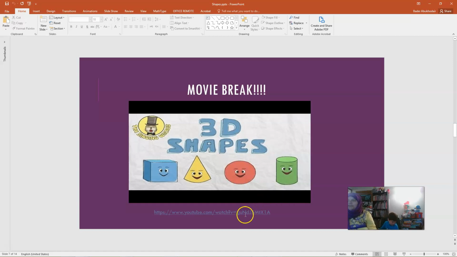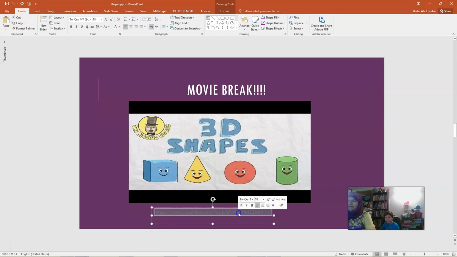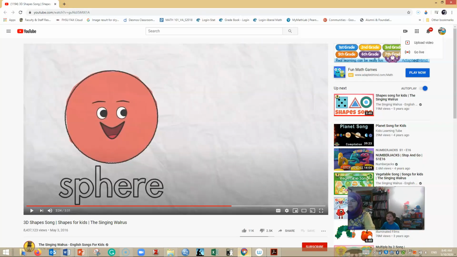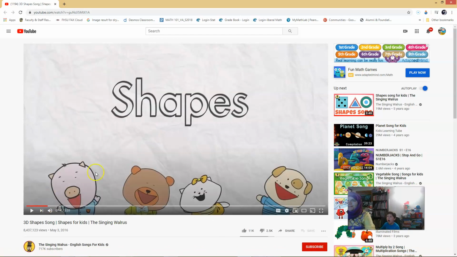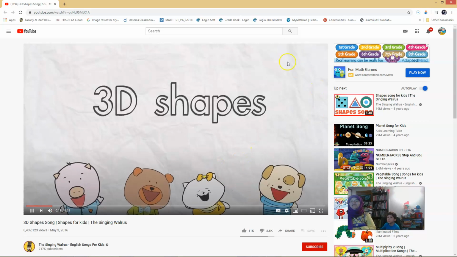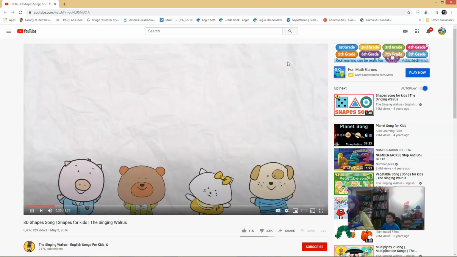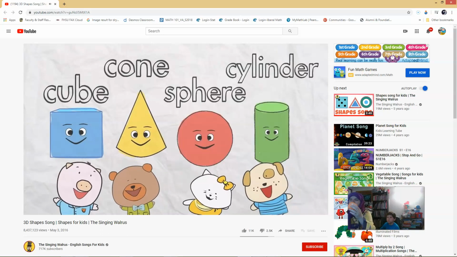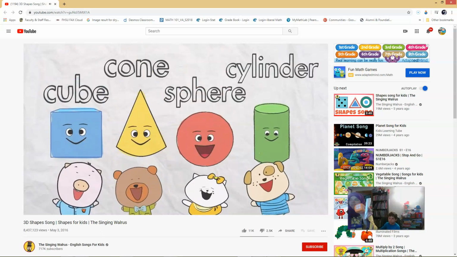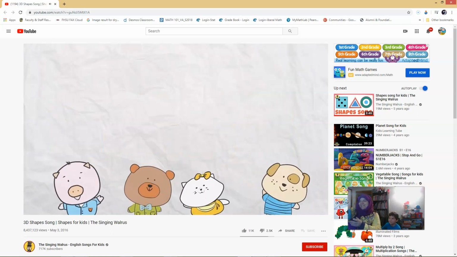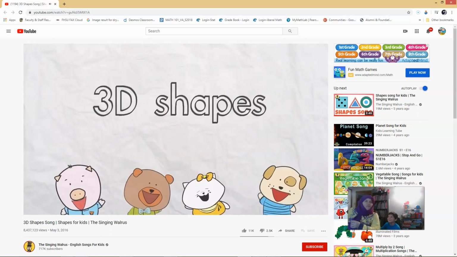So we're going to watch a little quick video. It's about 3D shapes. So that's what we're going to be learning about today. So we have a cube, a cone, sphere, and then I have my own cylinder. It's my coffee cup, which my son keeps trying to drink from.